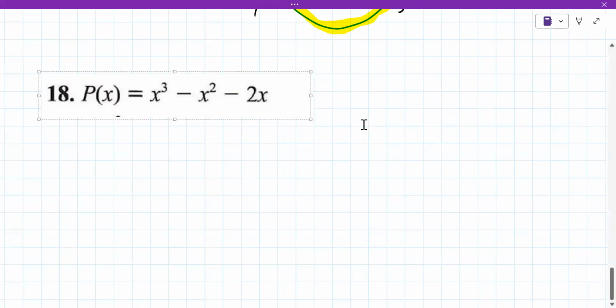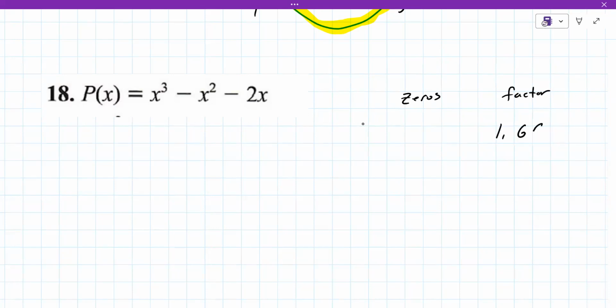Here is a function, and let's just say it wanted the zeros. The zeros really means to factor. We've been doing that for a while. You had some experience last year before factoring. The very first type of factoring you should always do is what's called the greatest common factor. So when you look at x cubed minus x squared minus 2x, is there a number or a letter that goes into both?